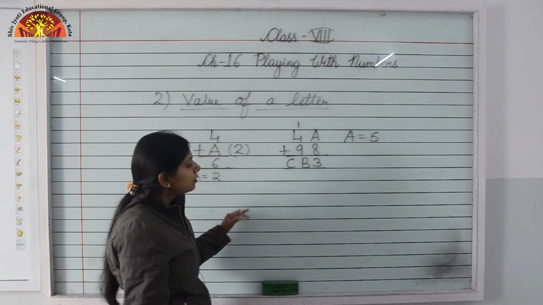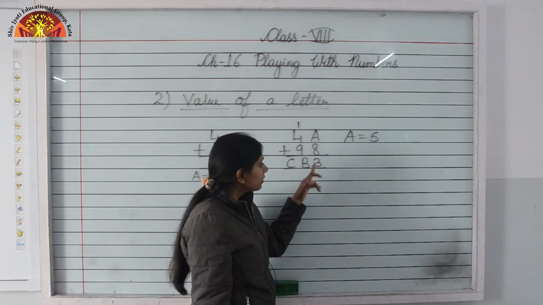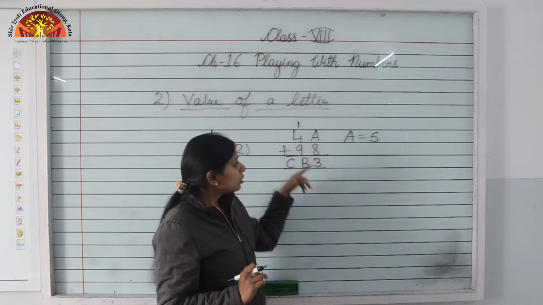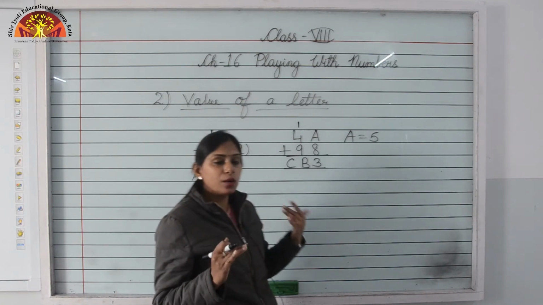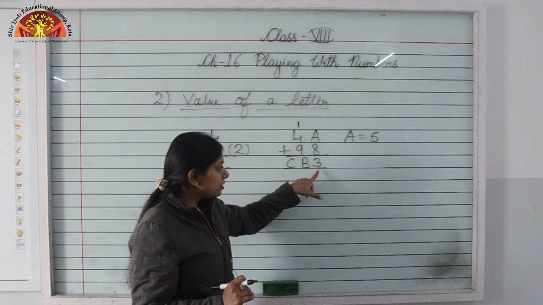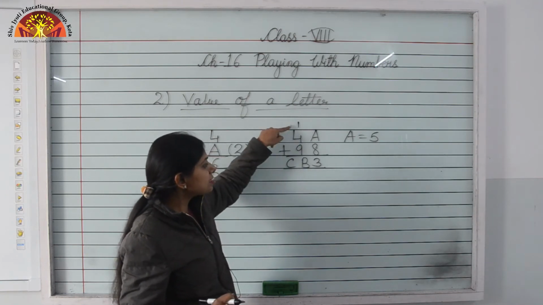Is it clear? हमको किस तरीके से नंबर ऐड करना है कि यहाँ पर यूनिट्स प्लेस पर हमारे पास जो डिजिट है वो क्या होना चाहिए, 3 होना चाहिए. तो जब हम 8 में 5 को ऐड करेंगे, that is 8 plus 5 which is equals to 13. So 3 is here and carry is 1.